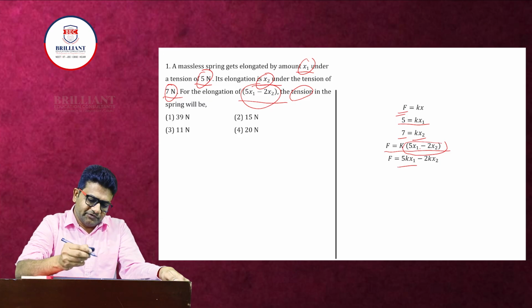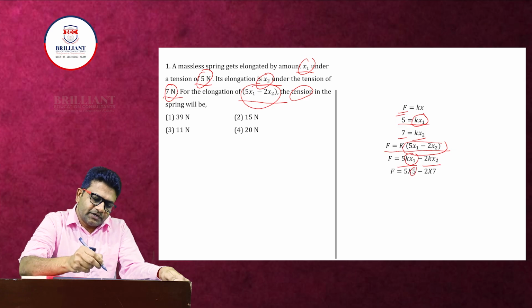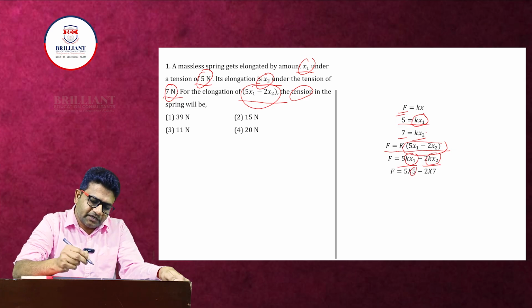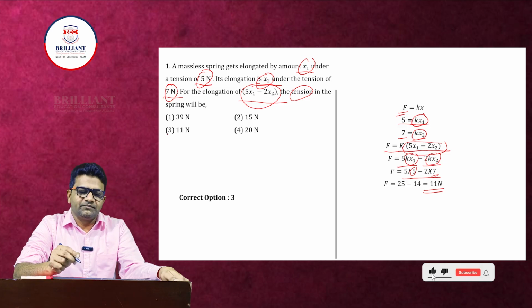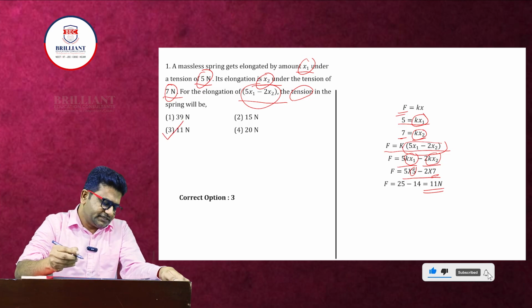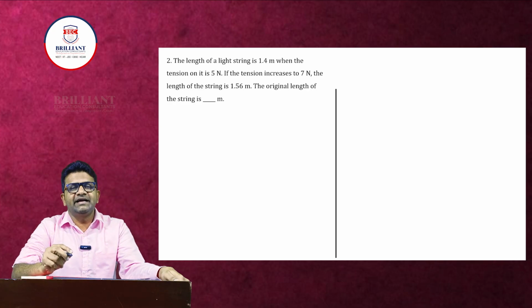So by multiplying we get F is equal to 5Kx1 minus 2Kx2. From above you can see that Kx1 is equal to 5, so we put 5 here, and Kx2 is equal to 7, so we put 7 here. So we get 5 into 5 minus 2 into 7. The answer is 25 minus 14, which is 11 Newton. So the correct option is option 3, that is 11 Newton.